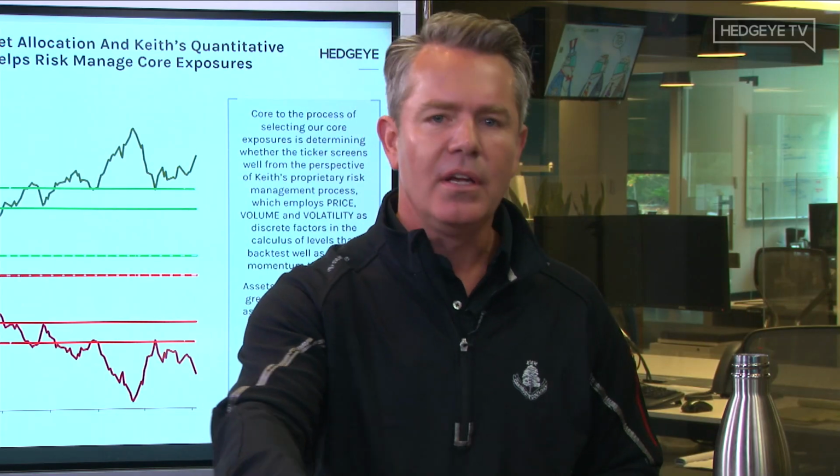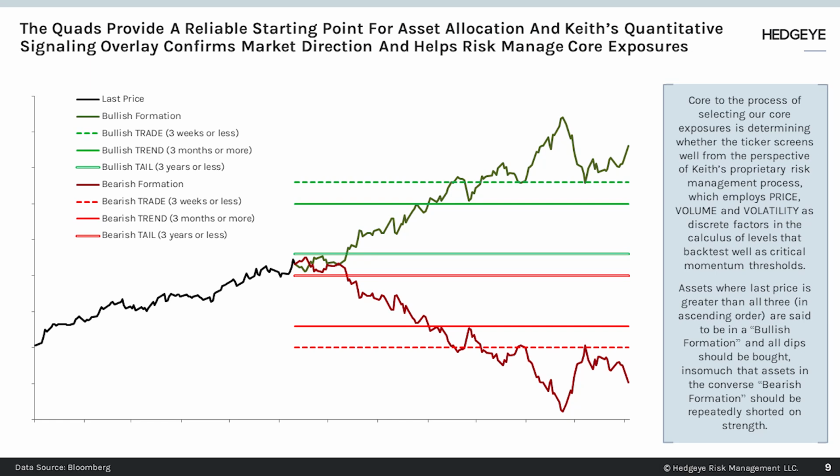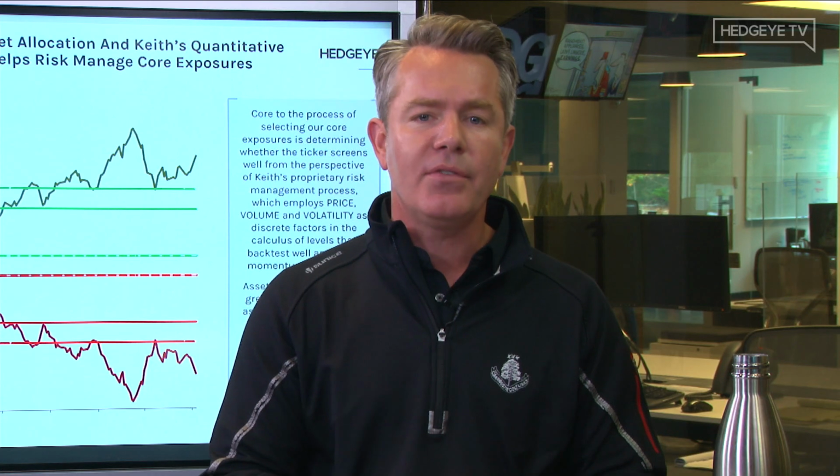What matters is what my trade, trend, and tail signals are saying: three factors, multi-factor, multi-duration, on price, volume, and volatility. So that's why it's different in terms of how it's calculated at bare minimum, and what it's saying is very important. Now, when you have something that's bullish trade, trend, and tail, it's called a bullish formation.